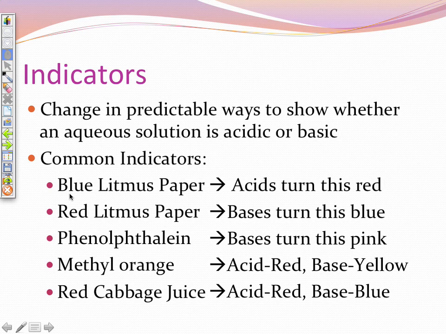So what you should have seen in your take-home lab, that we mostly didn't, is that blue litmus paper, the acids are going to turn red. Red litmus paper, the bases are going to turn blue. For the blue litmus paper, if we put it in a base, it's just going to stay blue. Red litmus paper, if we put it in an acid, it's just going to stay red.